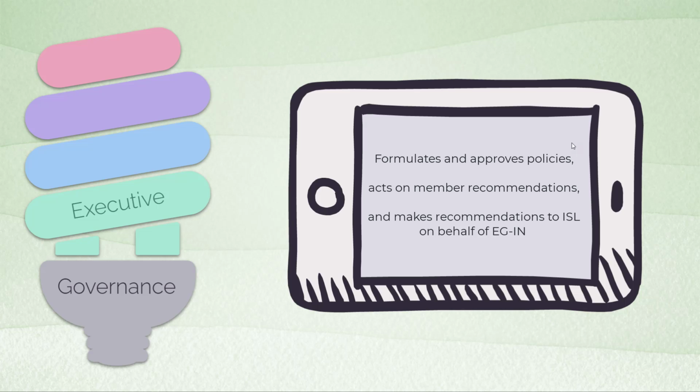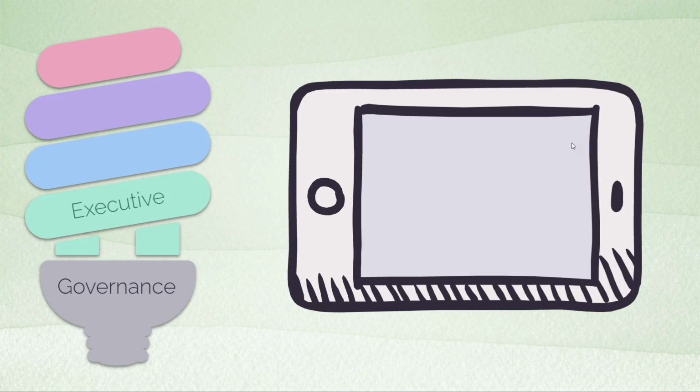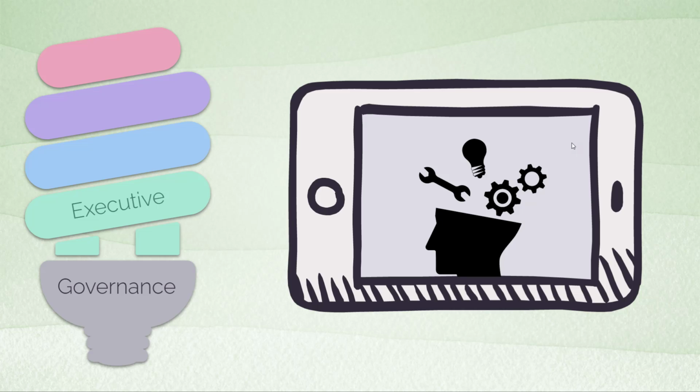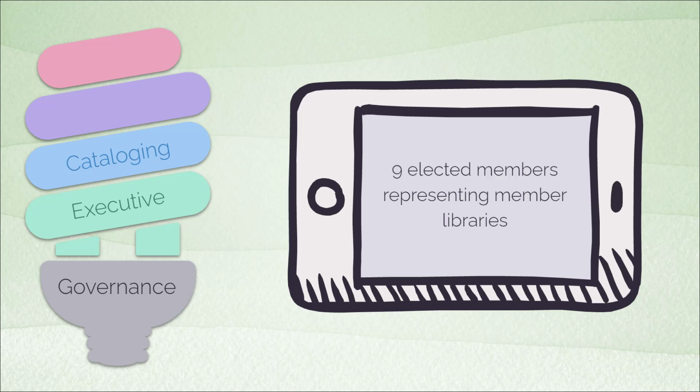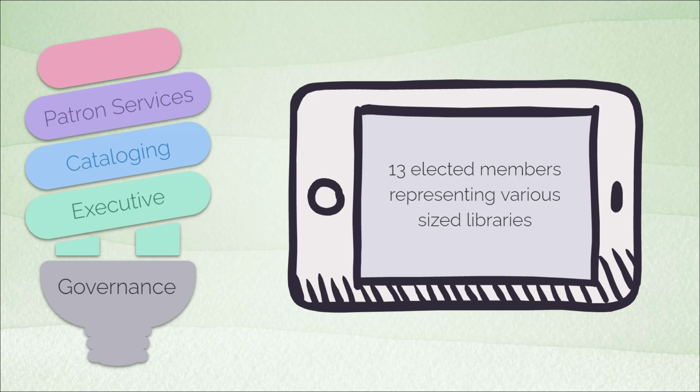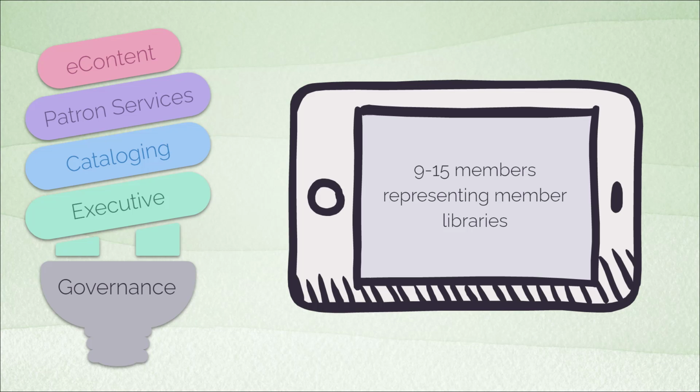The Executive Committee is responsible for formulating policies, acting upon recommendations, and making recommendations to the Indiana State Library pertaining to Evergreen Indiana. The EC also conducts research involving library entity patrons and/or personnel to determine best practices at any given time. 3 subcommittees support both the consortium and the Executive Committee. These are the patron services, cataloging, and e-content committees.